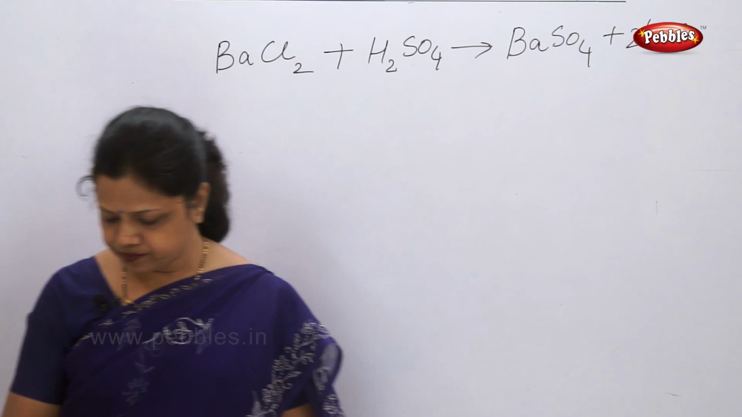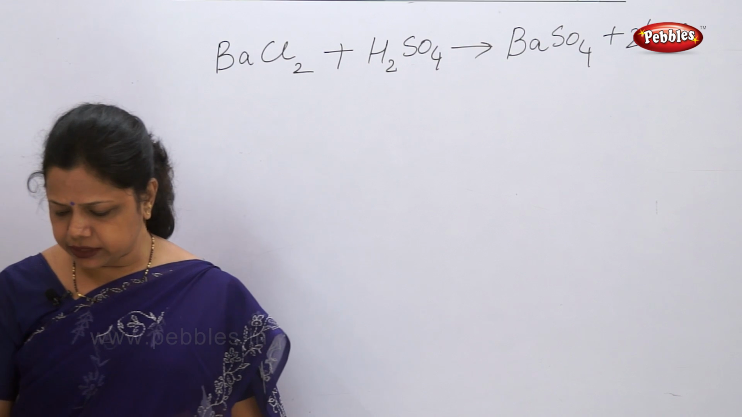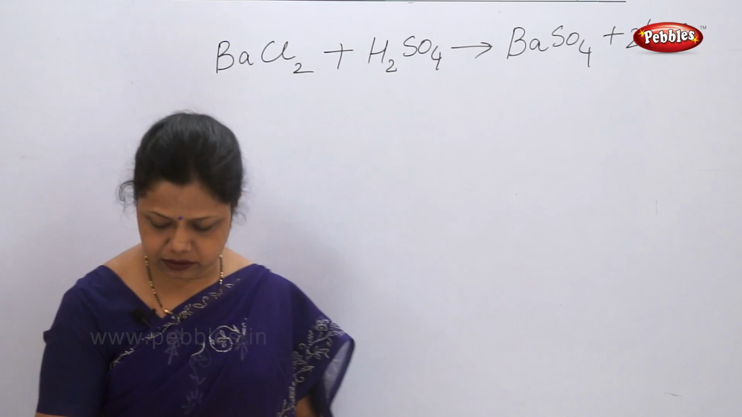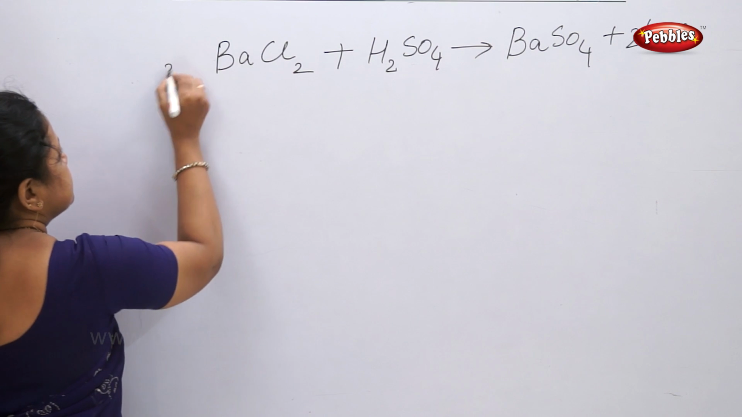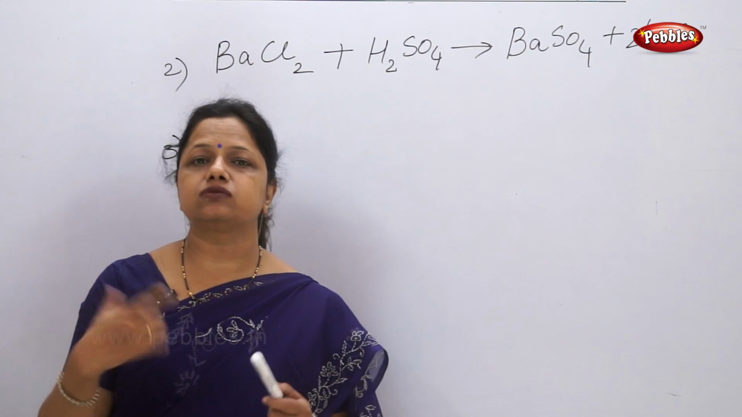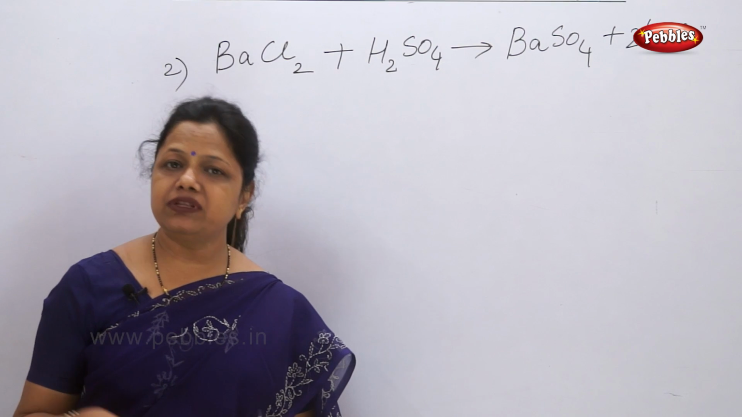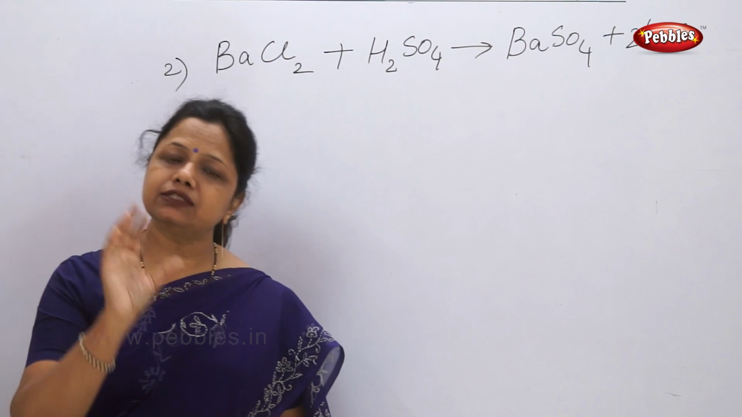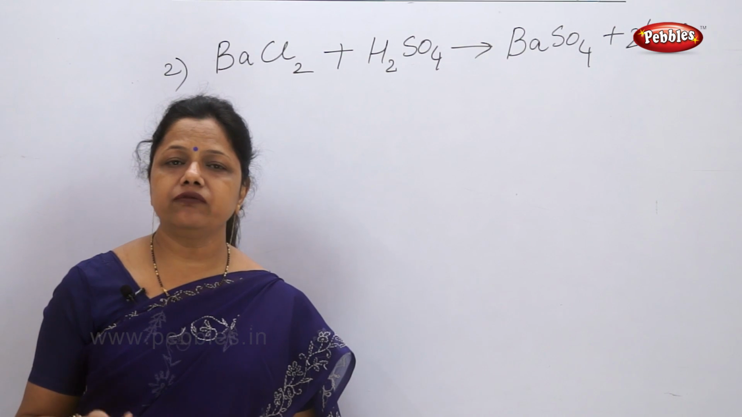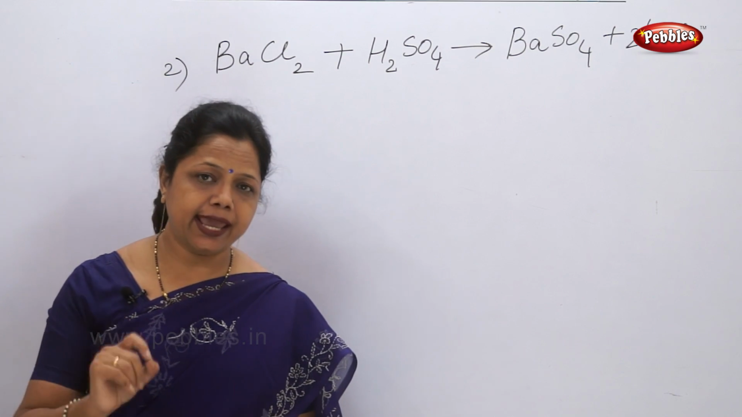Now third question. Write the physical states of the reactants and products. They have given us one equation. Now let's see what equation they have given. We have to write only the states, that means whether it is solid, liquid, or gas, or whether that solution is made in water. If the solution is made in water, we call it aqueous solution, AQ.